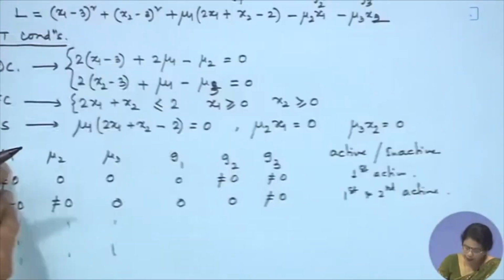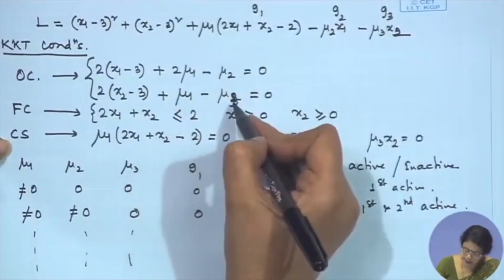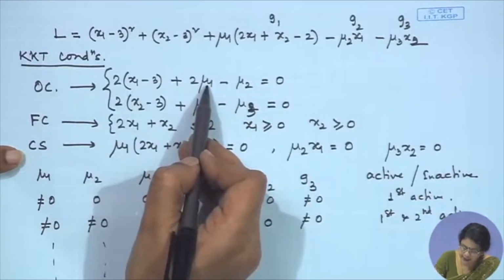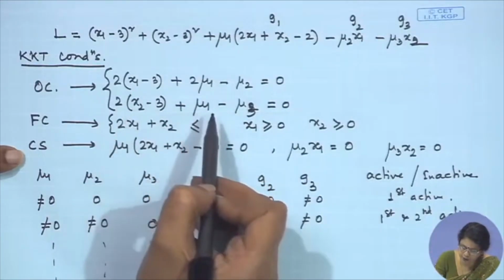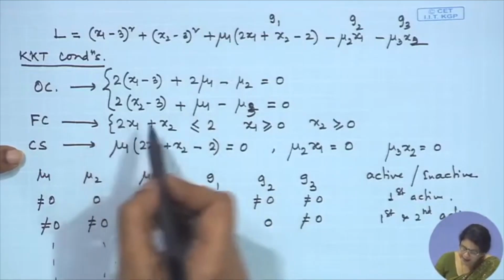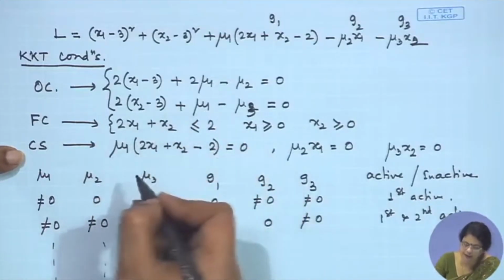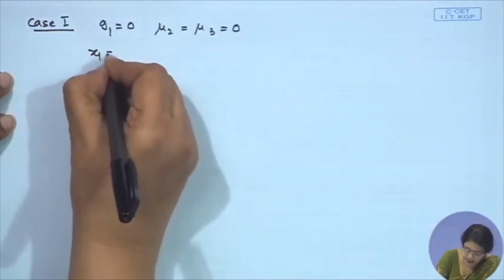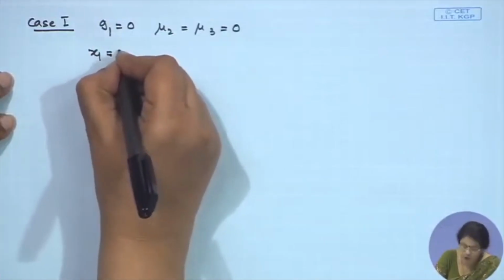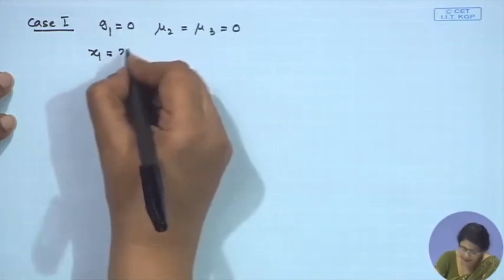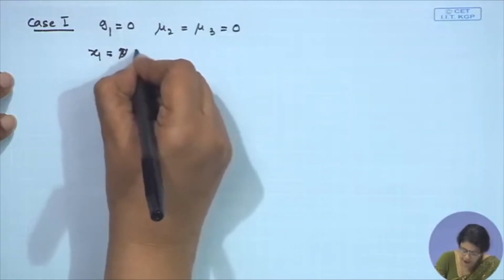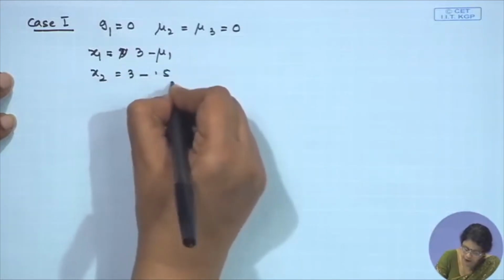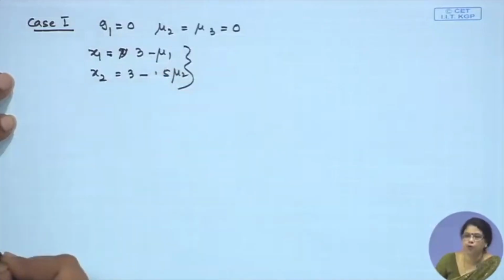Alright. If we get mu2 equal to 0 and mu3 equal to 0, then what will we get? We will get x1 in terms of mu1 and x2 in terms of mu2. Alright. And if we substitute the values, let us see what we are getting. We are getting x1 equal to 3 minus mu1, since the 2 will cancel, and for x2 we will get 3 minus 0.5 mu2. Alright.